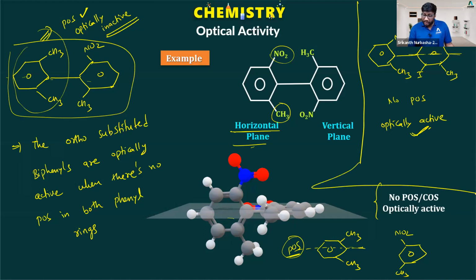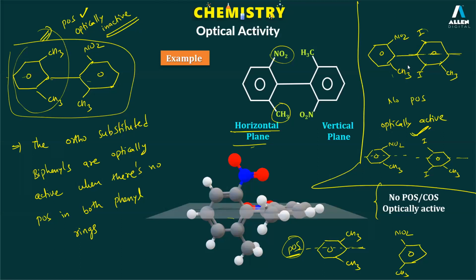Second molecule, consider the same way. Two phenyls you consider separately. One phenyl in this fashion, NO2 CH3, other phenyl in this fashion, iodine CH3. If I consider a plane like this, it is not symmetrical, because on one side I have iodine and on the other side I have CH3. If I consider a plane like this, one side I have NO2, the other side is methyl. So both the phenyls do not have a plane of symmetry, and in both phenyl systems ortho substitutions are there. So it is going to be optically active, with no plane of symmetry. Clear now?